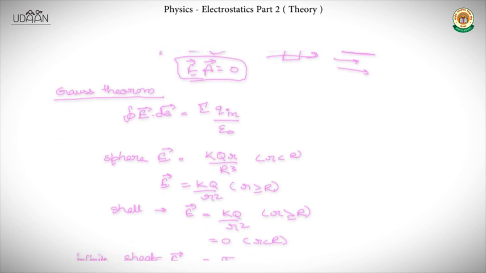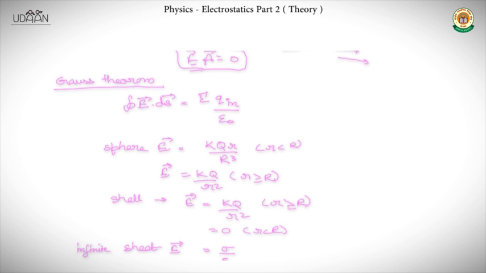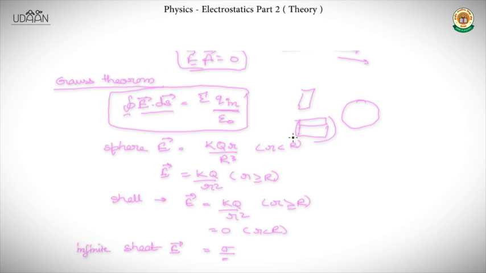Dot product. So what is Gauss theorem? Gauss theorem says that the closed integral of E dot ds is equal to the summation of Q, Q as in charge enclosed, by epsilon naught. This is a very important formula. This closed integral means that the surface should be a closed one. It cannot be like the example I gave. It should be like a shell or a cuboid, something like that.